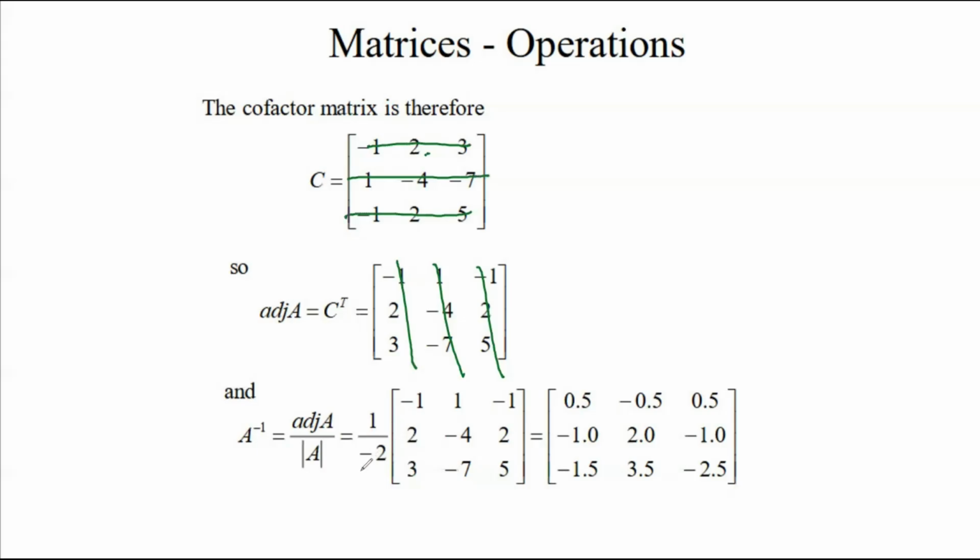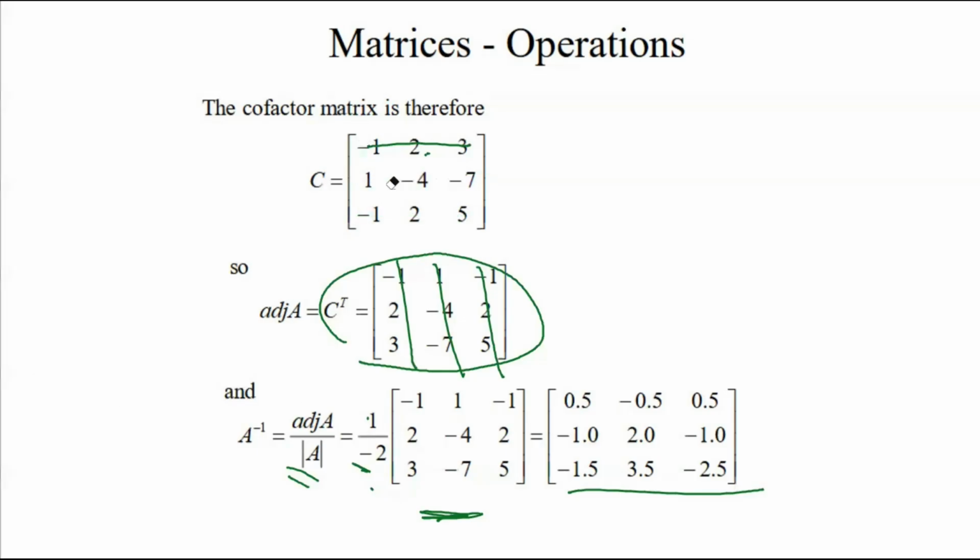We found the determinant to be -2. So 1 over -2 times this matrix here, and this is your inverse of A. So that's a lot of work.